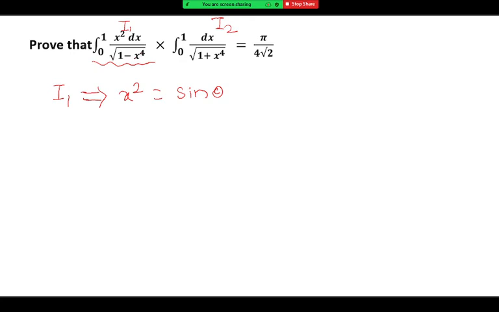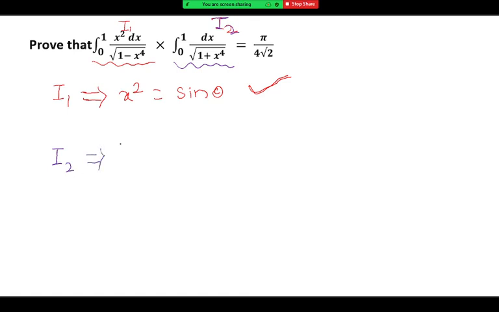So this is the first substitution that you can use for I1. And for I2, just wait for a second, sir. No, I'm saying you have to do it as homework, not right now. Take it as homework yourself. So that is about I1. What about I2? Yes, anyone?